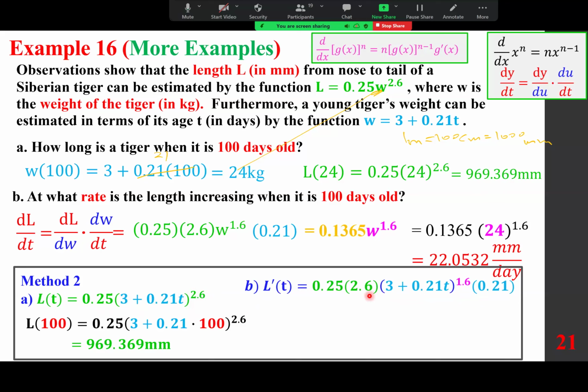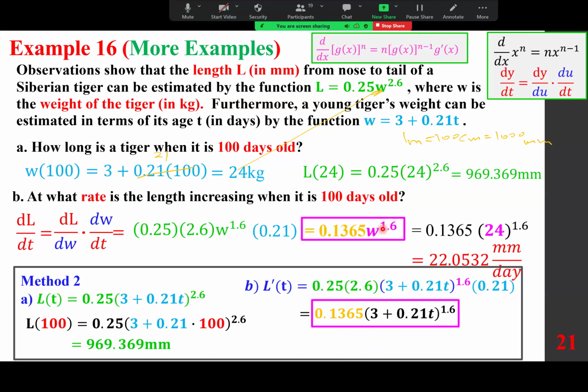And multiply this number and this number, put it in front. And as you notice, these two are identical. If we had replaced the W here, we would have got the same answer. And so, of course, after 100, you can put t equals 100 here, and the number it gives you is the same as this one. Units, of course, are the same.